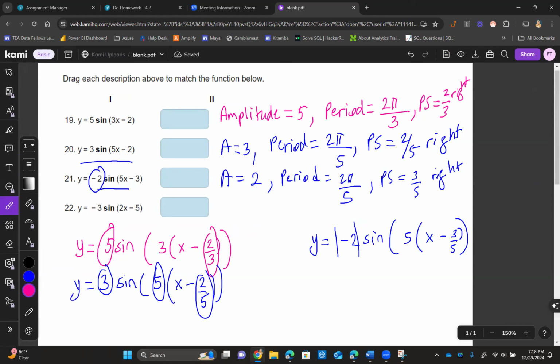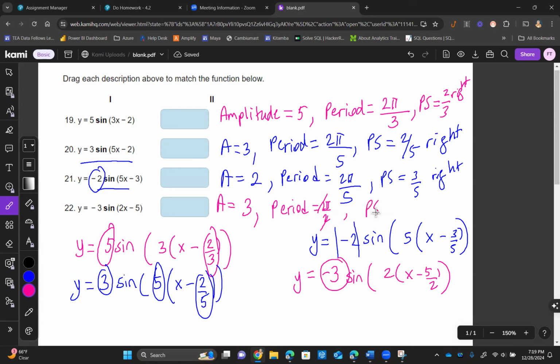Final question is here. Before we find the amplitude and period, we're going to again rewrite it. -3 sine of parentheses. 2 will be separated, x minus 5 over 2. Let's check my factoring. 2 times x is 2x. 2 times 5 over 2 is just a 5. So amplitude is the absolute value of -3, which is basically a 3. Period is 2 pi divided by 2. So the 2's will cancel out. So period will be just pi. And then the phase shift is 5 over 2 to the right.